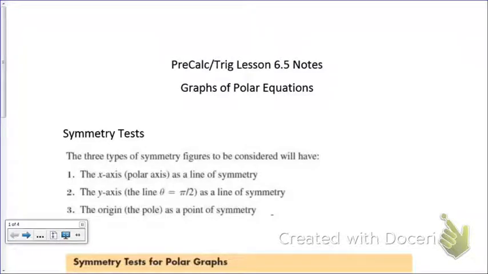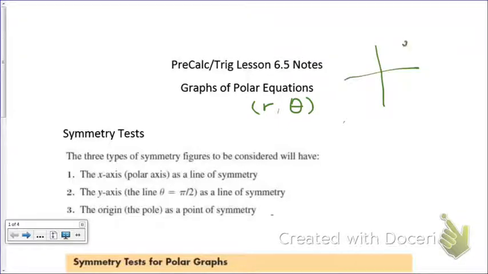Okay, this is lesson 6.5 notes over graphs of polar equations. And so this is a continuation of talking about that. Remember that polar equations have coordinates r and theta. So r is the distance from the origin to the point that we're given, and then theta is how many degrees you are from the polar axis. So it would look a little something like this.